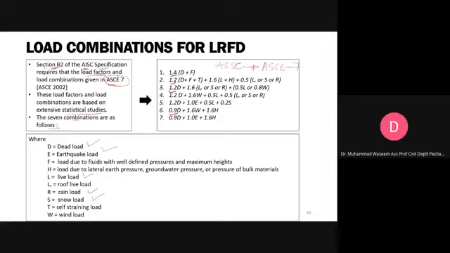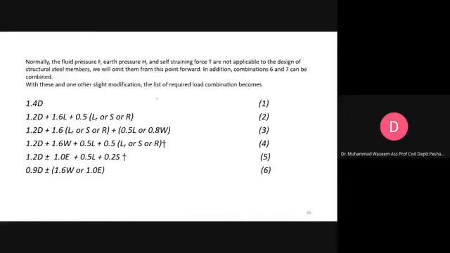So these are the load combinations. 1.4 dead, and F means the load due to the fluids. But when we talk about steel structure design, we usually omit the fluid pressure, the earth pressure, and the self-straining forces. So these are omitted, and our load combinations are reduced, or they have been modified.